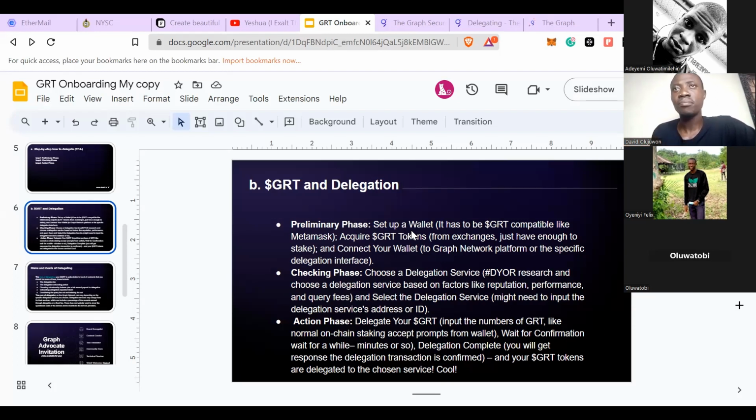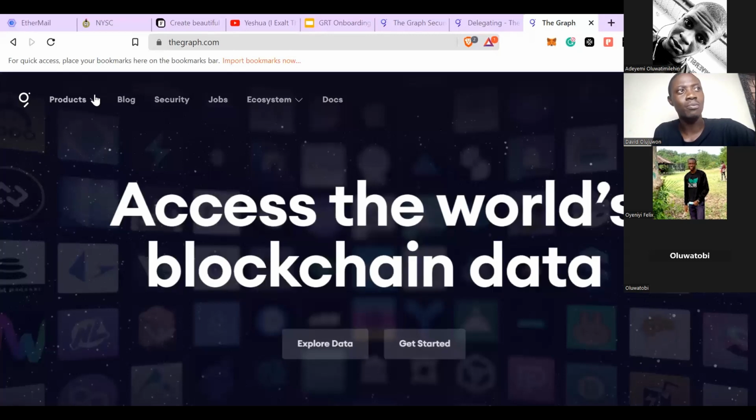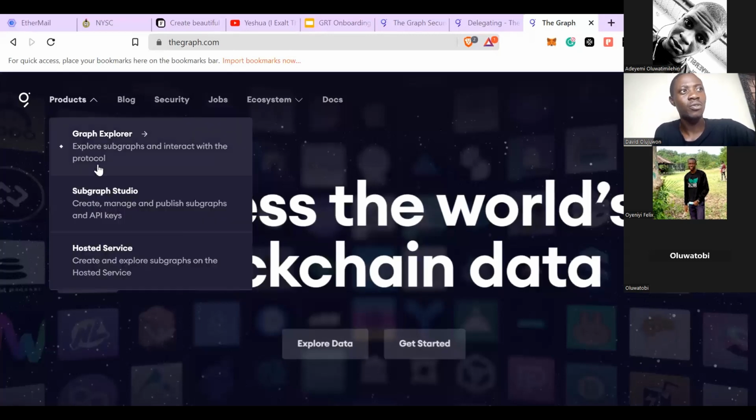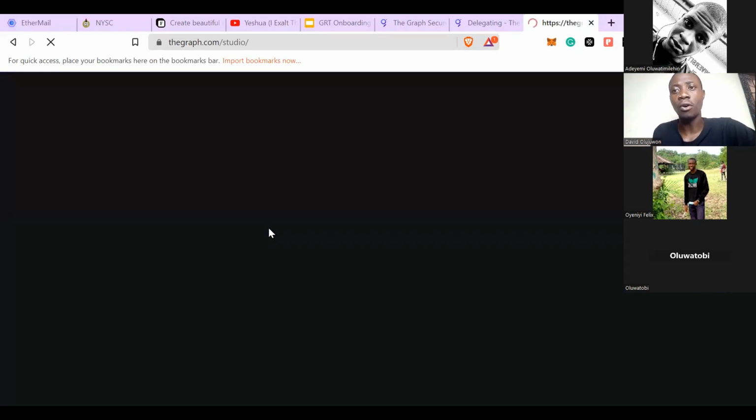Yeah, I think you can start delegating with that. We need to also understand that once you've connected your wallet and accepted a prompt from your wallet, then you're up to delegation, and you can just click how much you want to delegate. So I want us to go through the product and then go through the Subgraph Studio, because this is the interface you have to relate with to get the most out of your delegations.